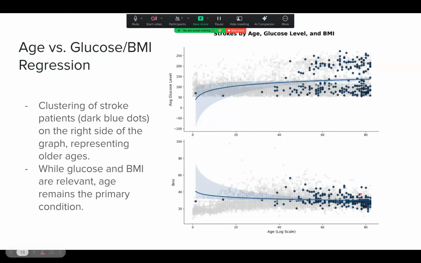Overall, as a summary of findings for the EDA part, we can conclude three things. First, the primary factor is advanced age, over 50 years old, with the peak at 80. There are contributing factors like elevated glucose and history of smoking, and we have other key variables like hypertension and the average glucose level.